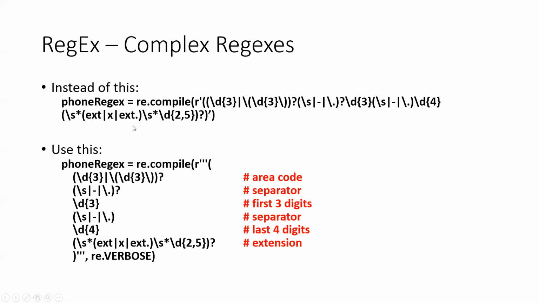If you have complex regexes, for example this really long one here, you would want to use triple quotes so that you can break it out into nice clean lines. And then you would also need to pass in re.VERBOSE so it knows that this is actually compiled to look like this one.